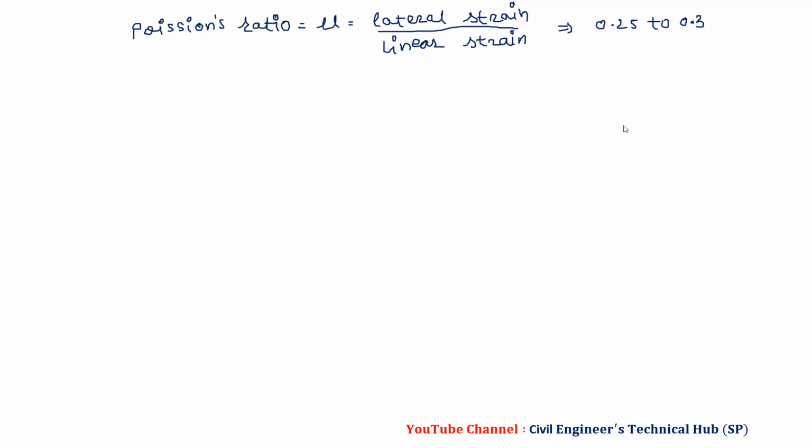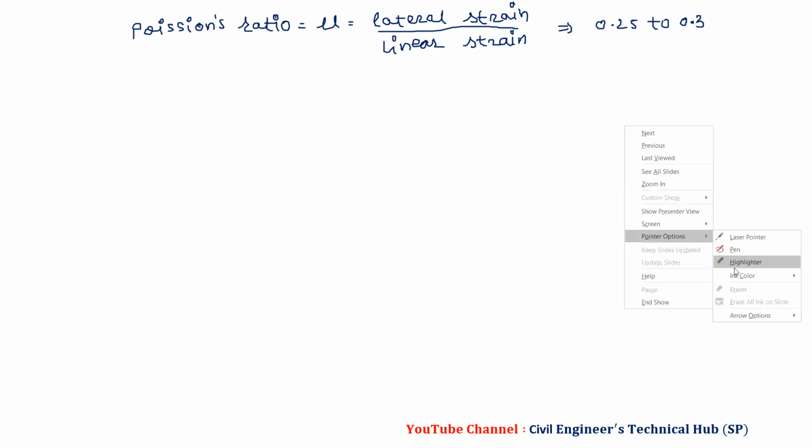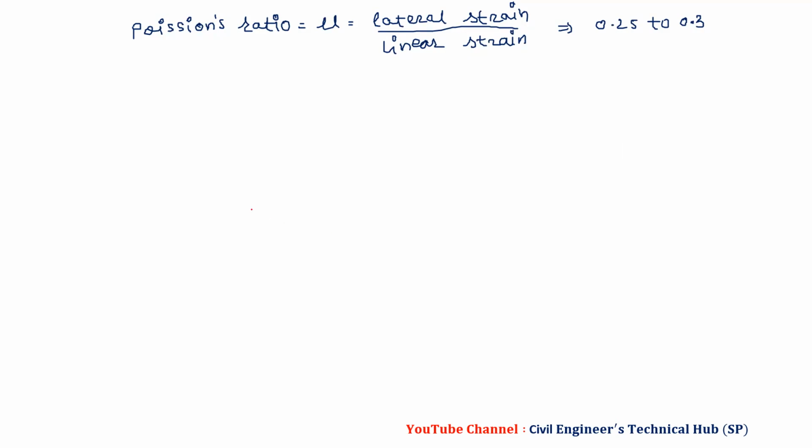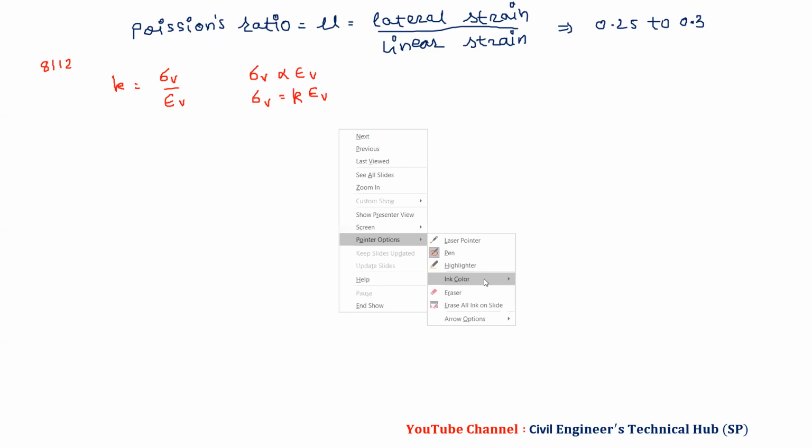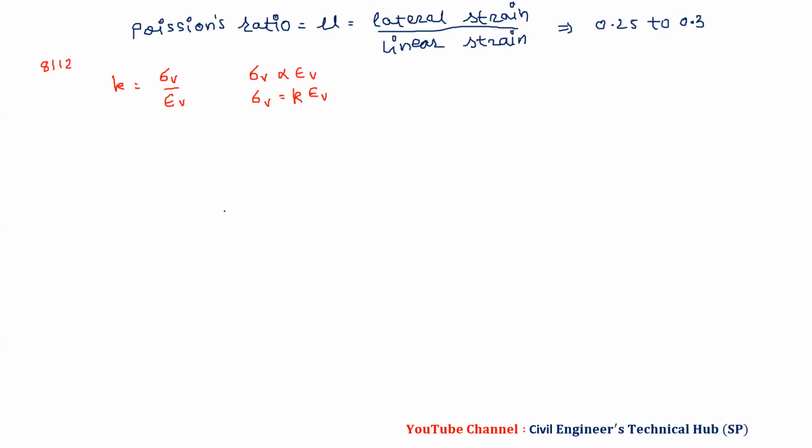Now today we will go with the second part. So in the second part, we have K, which is equal to sigma V upon epsilon V. So we have stress directly proportional to strain, and the constant of proportionality is the bulk modulus. Now it is important to find the value of epsilon V. For epsilon V we have a derivation, we will not go through that derivation, but from that derivation we will get epsilon V.